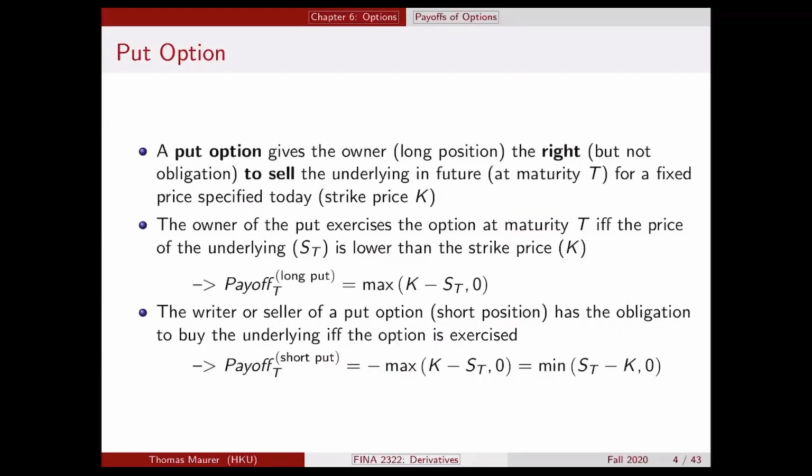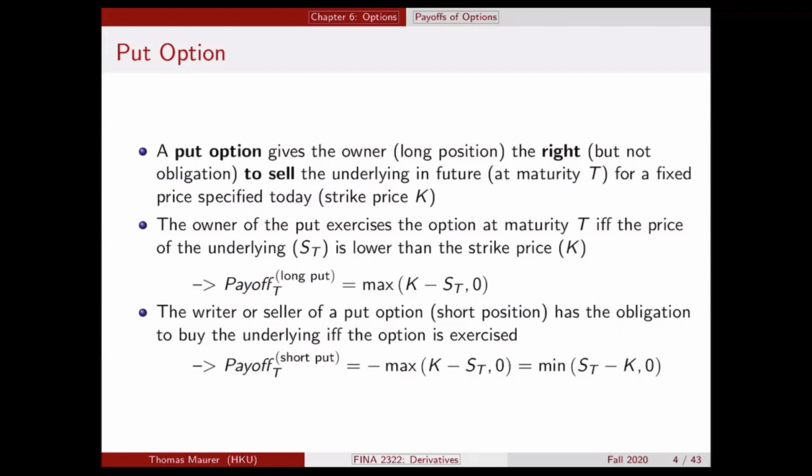The put option is similar to the call option, but instead the owner or long position has the right to sell. With the put option, you have the right to sell the underlying asset at that maturity date at the pre-specified price K, which again we call the strike price of the option. Now here, the owner or the long position of the put will decide to exercise the option if the price of the underlying S is less than the strike price. So he would like to deliver that underlying asset and receive the fixed price K if and only if that underlying is worth less than K.